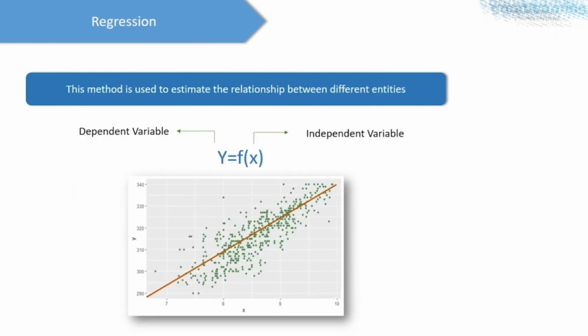Then going ahead, we will have regression. Regression is used to estimate the relationship between different entities. Since this is again a supervised learning algorithm, you will again have a dependent variable and an independent variable, and we will try to understand the relationship between them. Under regression, we have this technique called linear regression. And in linear regression, you have to keep in mind that your dependent variable should be a continuous numerical.